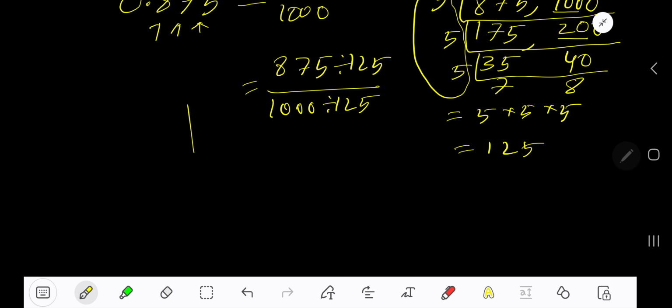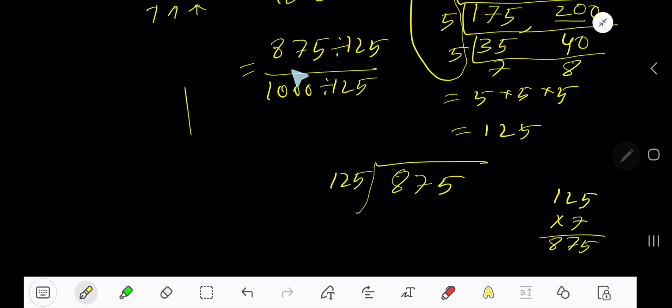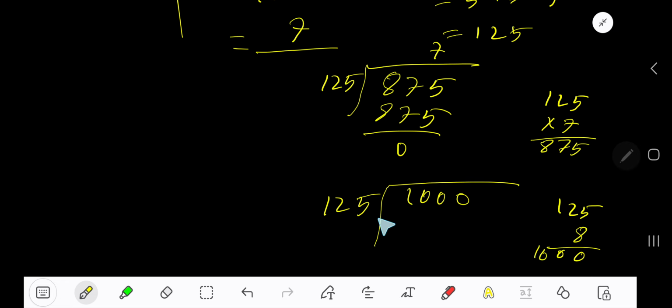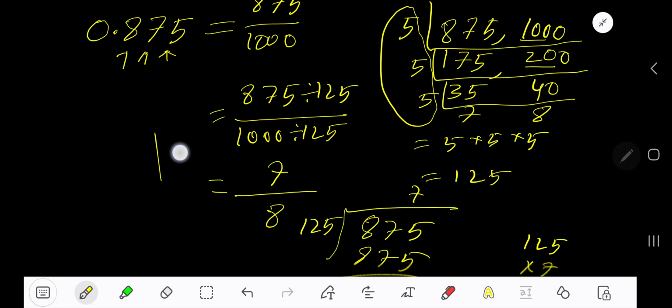If you divide 875 by 125, what do you look at? Just take 7. 7 times 125 gives you 875. So we are getting 7 in the numerator. And if you divide 1000 by 125, if you take 8, 8 times 125 gives you 1000. So 8. So 7 over 8 is the lowest term or reduced form.